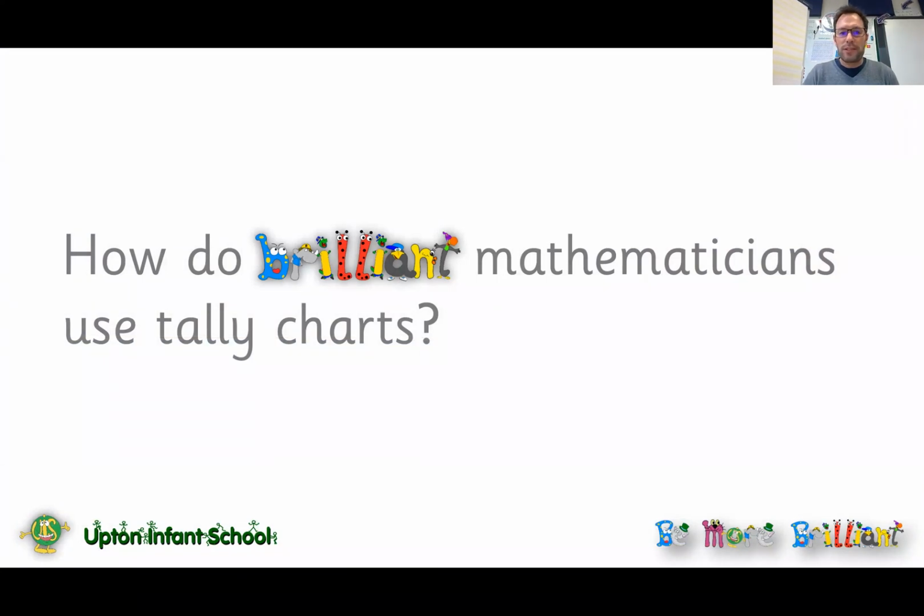I said we're learning about statistics today. And in today's lesson, the question is, how do brilliant mathematicians use tally charts? We're going to be finding out all about tally charts in just a second.